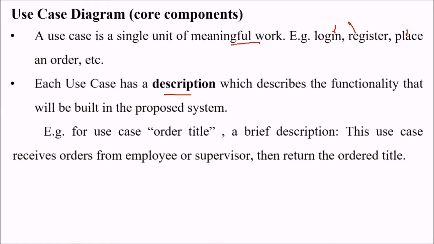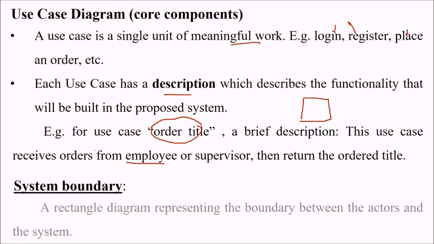For example, take the use case order title. You can have a brief description about it: this use case receives an order from an employee or supervisor, then it would return the ordered title. Then comes the system boundary, as you saw with a rectangle. A rectangle diagram representing the boundary between the actors and the system. So here you have the actor and this is your system.